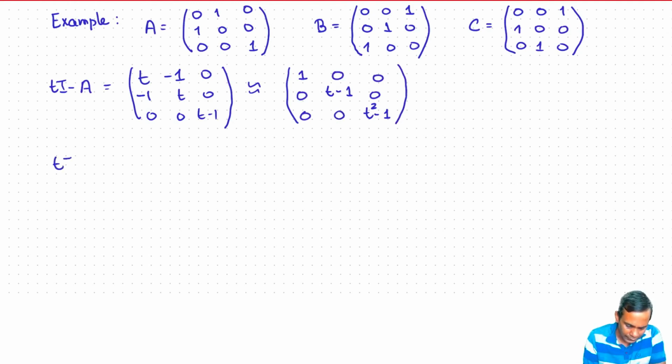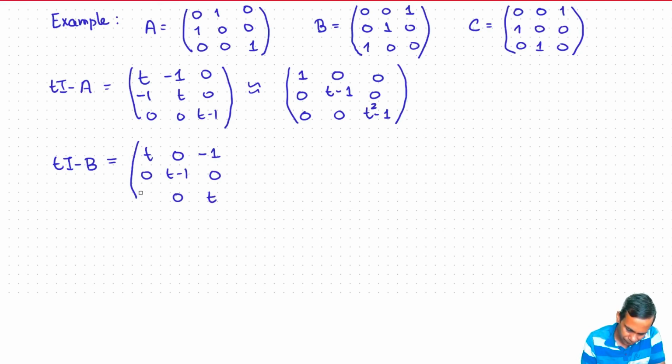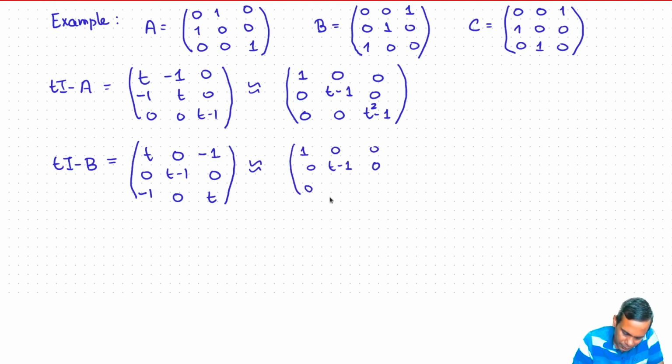And let's look at tI minus B. So that's the matrix t, 0, minus 1, 0, t minus 1, 0, minus 1, 0, t. Did I miss something? There should be a minus 1 here. And again, you can think it through. You'll see that there's the same kind of behavior, that you have 1, 0, 0. All the 2 by 2 minors are divisible by t minus 1. And the determinant of this matrix is also t squared minus 1. So A is similar to B.